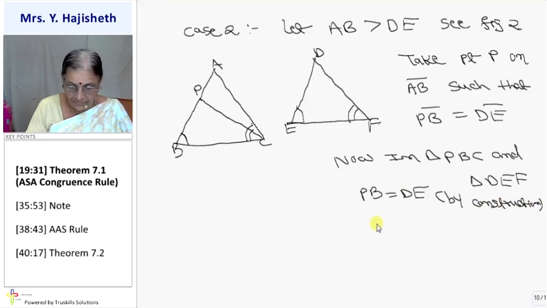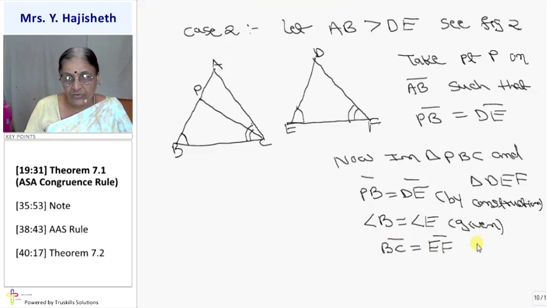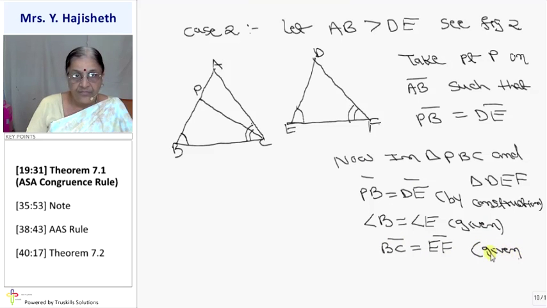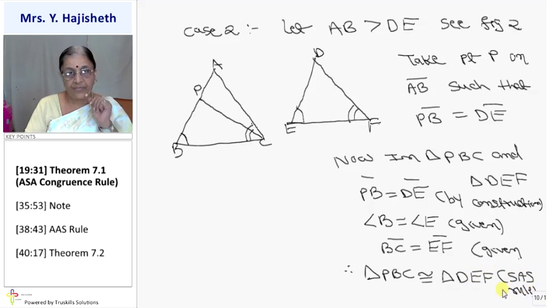Reason is by construction. Then angle B is equal to angle E, given, clear, and BC is equal to EF, clear. Whether you put a bar or not, it will do, that is also given. Therefore triangle PBC is congruent to triangle DEF by SAS rule. Okay, right.